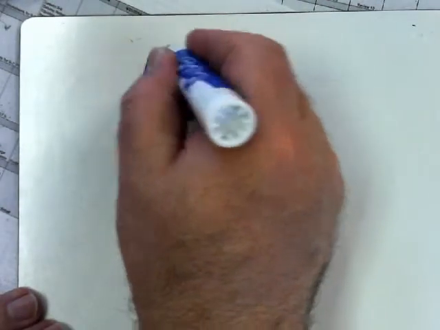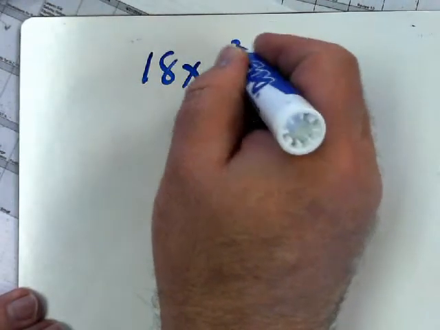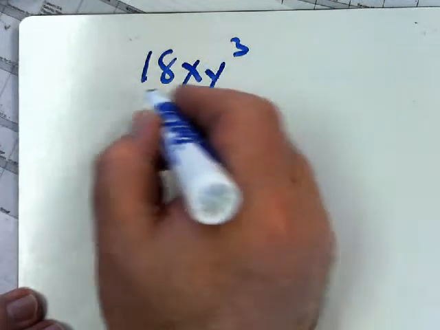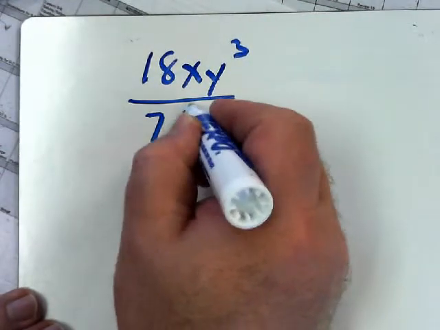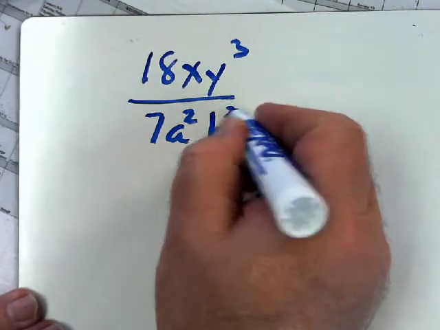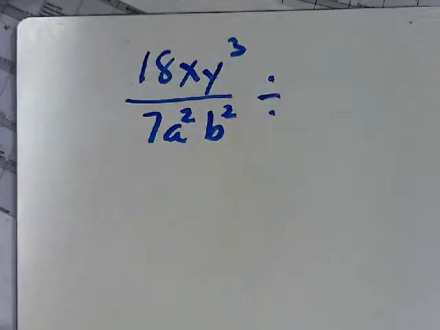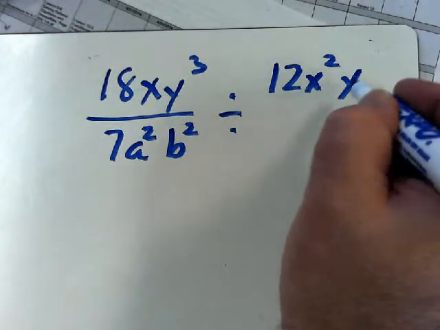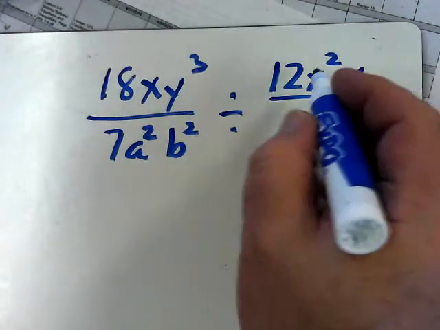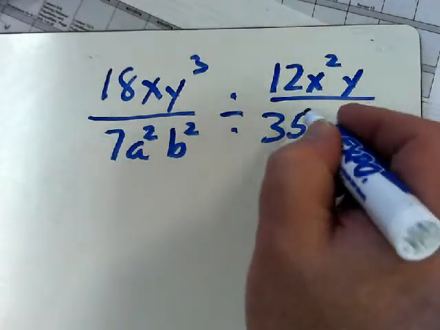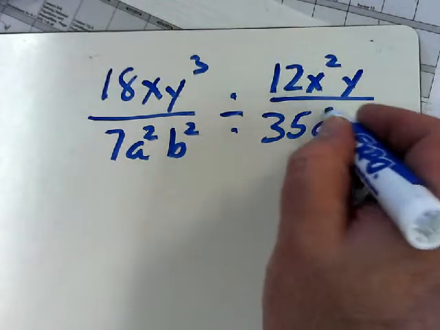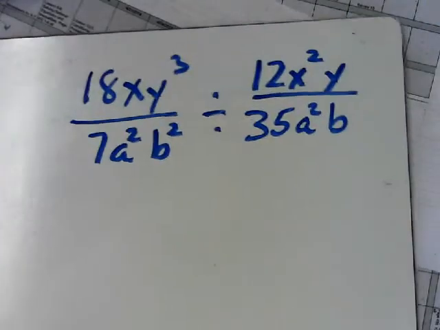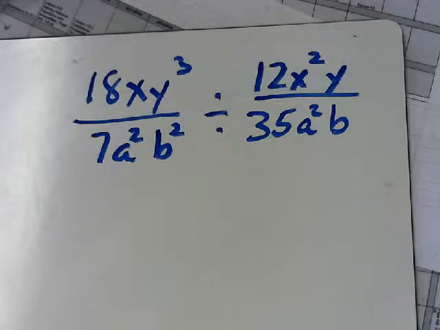One that's a little bit different, but almost the same thing. 18xy cubed over 7a squared b squared divided by, this is a little bit different, isn't it? Oh, we can handle it. We want to put it in... When you divide by a fraction, what has to happen?